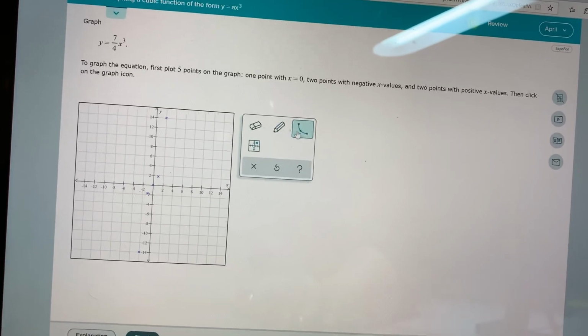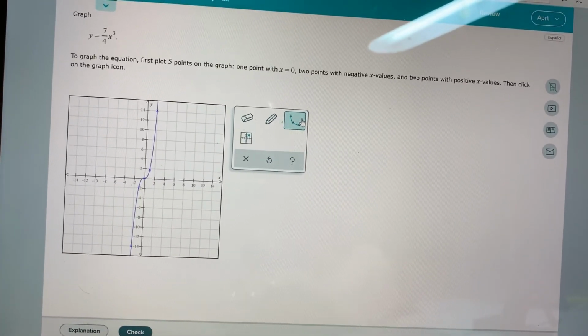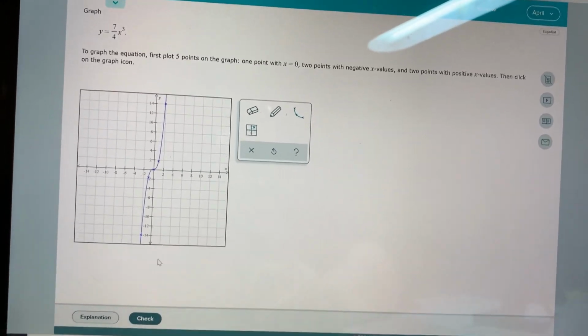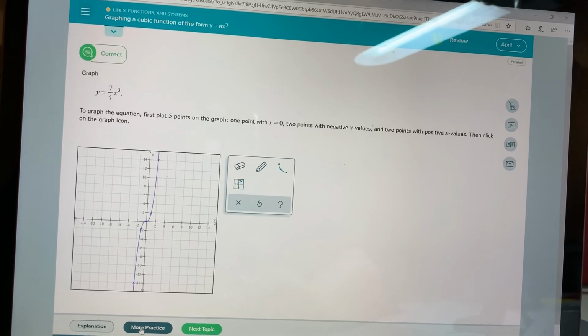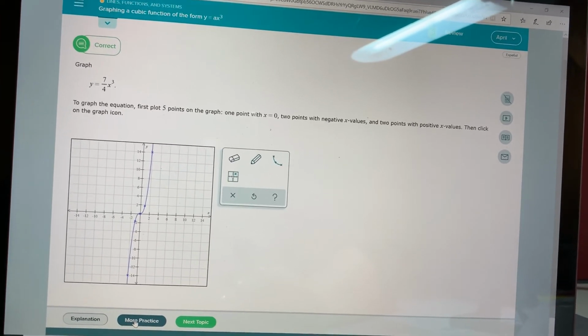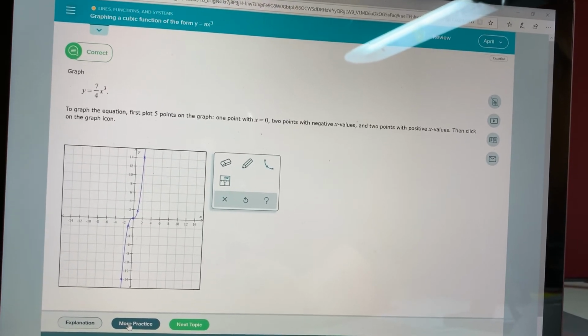And now you hit this thing and there it is. And then I'm gonna hit check my answer just to verify that I've done it right, and it says correct. Woohoo! All right, well that was fun. I hope you can see it okay.